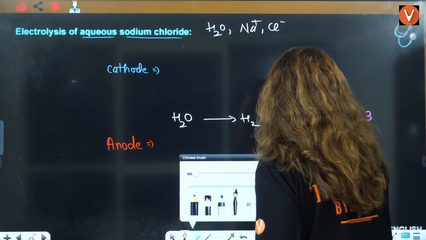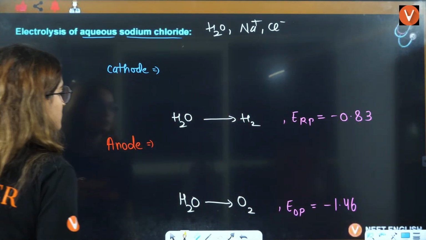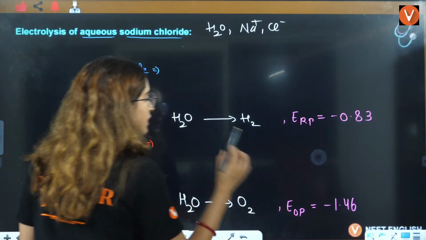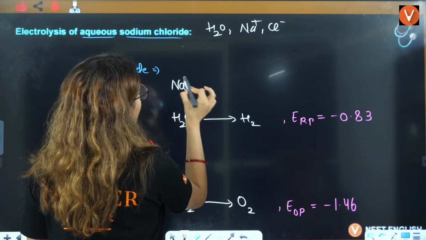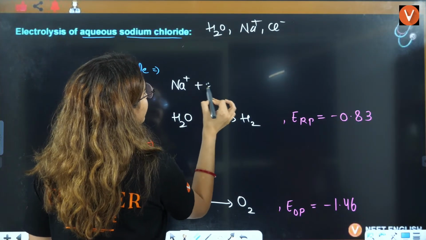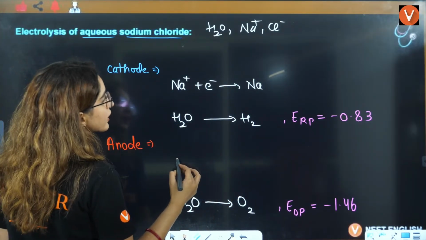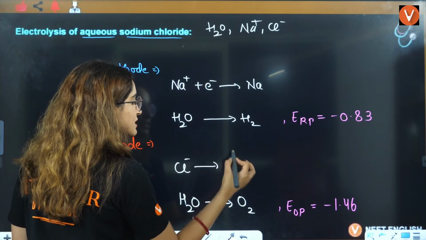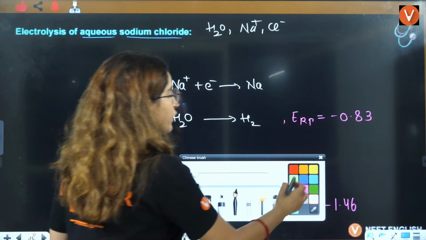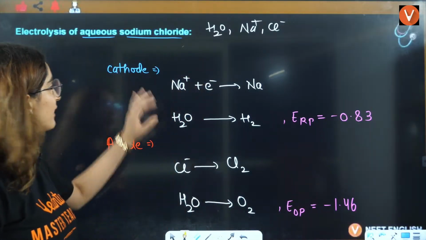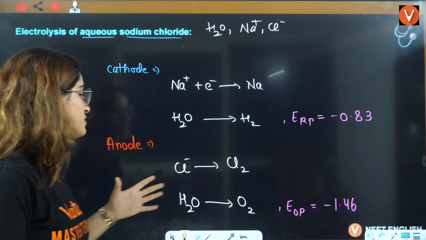Okay, understood? Now, this is H2O and this is Na positive. It is gaining the electron, so it will get converted to sodium, right? This is the anode where you have Cl negative. It will lose the electron and get converted to Cl2. Either at the cathode you will have sodium or H2, or at the anode you will have Cl2 or O2.